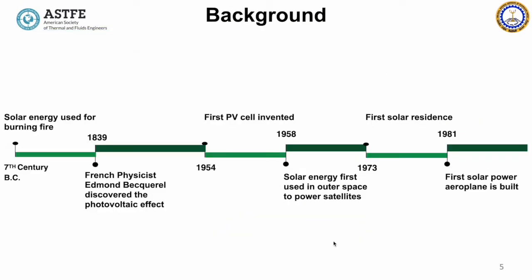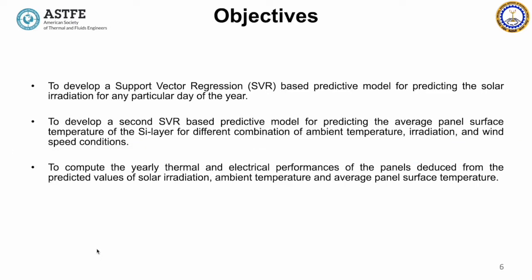In 7th century BC, solar energy was used for burning fire, and in 1839 the photovoltaic effect was discovered, and in 1954 the first PV cell was invented, and in 1981 the first solar power airplane was built.